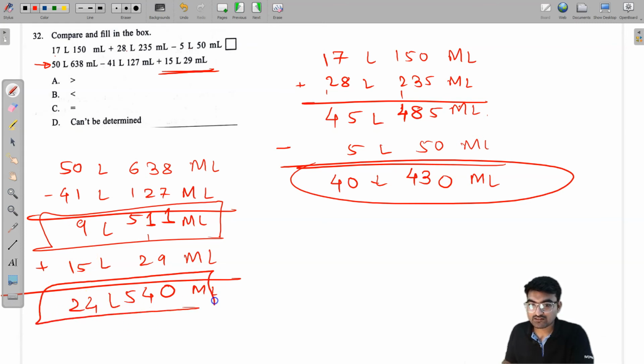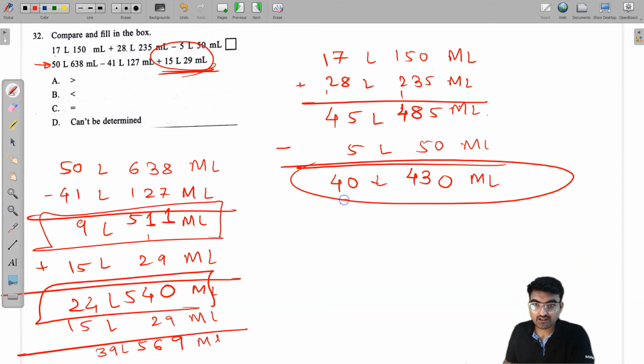Okay, so the answer is 24 liter 540 ml, plus again we have to add 15 liter to it, correct? So if we add 15 liter 29 ml, we will get 9 plus 4... 6, 5 as it is, and 24 plus 15 is 39, so 39 liter 569 ml. Okay, now which one is bigger? This one. So obviously the sign should be like this. That is option number A.